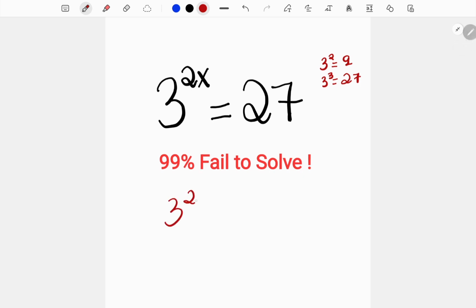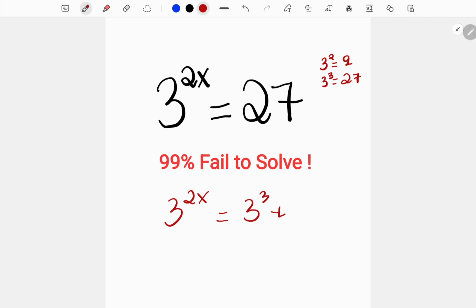If the bases of the powers are the same and the results of these powers are equal, then the exponents must also be equal. Let's explore this in more detail. The base is the same on both sides of the equation. We have 3 raised to the power of 2x on one side and 3 raised to the power of 3 on the other side. For these to be equal, the exponents must also be equal. In other words, 2x must equal 3.